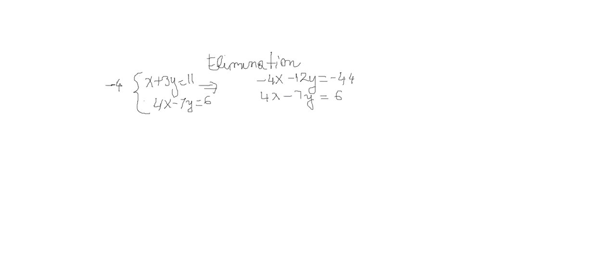If I add these equations side by side, I will get negative 4x plus 4x, 0, negative 12y minus 7y, negative 19y equal to negative 38. And then y will be negative 38 divided by negative 19, which is 2. I found the second coordinate of the intersection point.